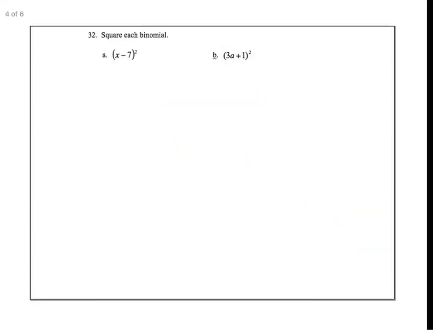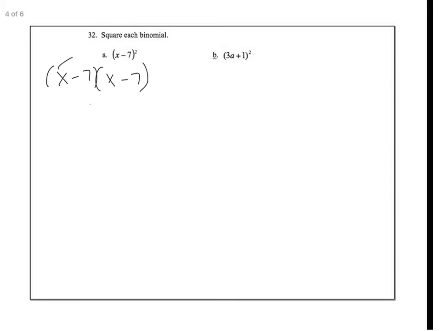Alright, 32 says square each binomial. Remember, these are the ones I say be careful of. Here is what not to do. What kids always want to say is, well, that's just x squared minus 49. Not correct. Remember, when you see these ones, you still in your head and on your paper should be thinking this is like saying x minus 7 times x minus 7.